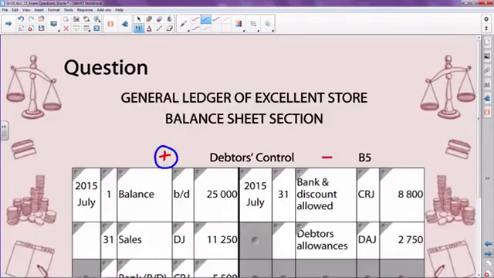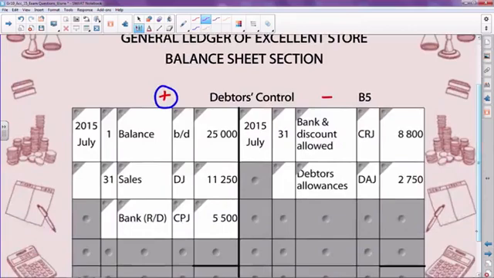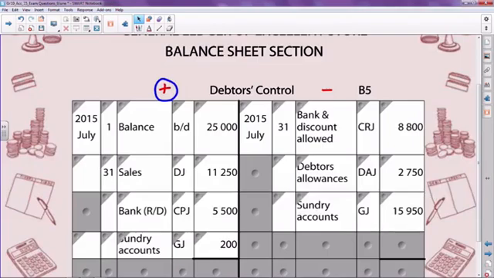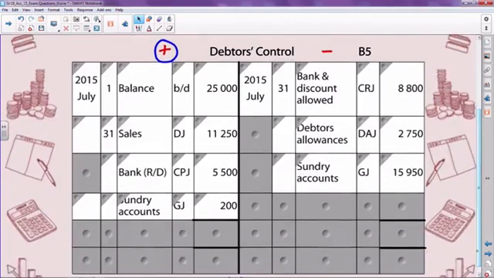And what will I write into debtors? Let's go and see. The debtors will have your journal debits, or another word that you can use is sundry accounts, GJ 200, and then you will see on this one we'll have 15,950. And again, as you can see, all journals are completed now.